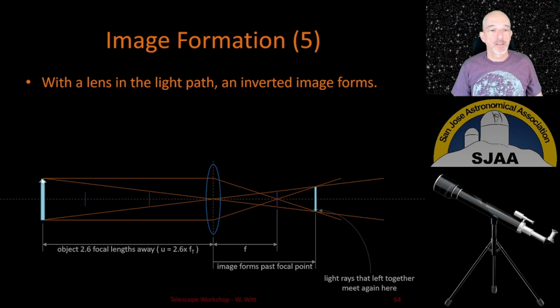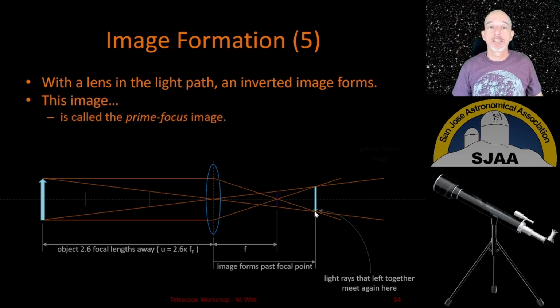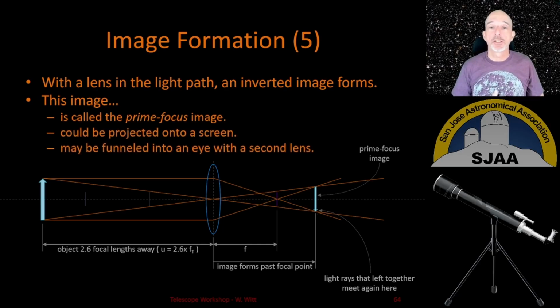Because the rays that started at the top here converged at the bottom here. This image is called the prime focus image. It's an image that could be projected onto a screen, or it could be funneled into an eye with a second lens, just like we built our light funnel before, right? We could put a second lens over here. In fact, we'll do that in a little bit. And then we would have rebuilt our light funnel.